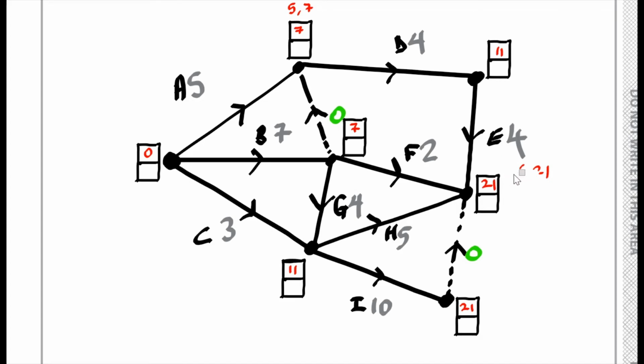Now let's do the backward passes. We'll do these in blue. 21 take away 0, well, let's put 21 here. 21 take away 0, that's 21. 21 take away 10, that's 11. 21 take away 5, that's 16. 21 take away 2, that's 19. 21 take away 4, that's 17. 17 take away 4, that's 13. 13 take away 0, that's also 13.